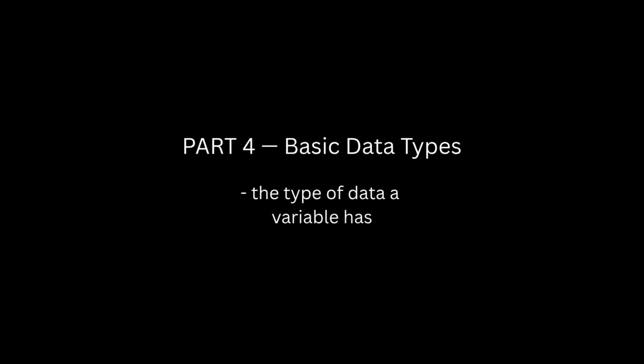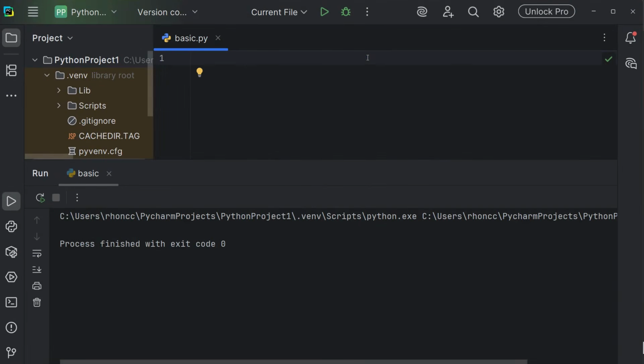Now that we understand variables, let's look at the different types of data that we can store in them. Let's start with a string. A string is used for text, so let's create a variable called country and store some text in it. Because Philippines is text, we put it inside quotation marks. This is a string, or str. Next, let's create an age variable and store a whole number. This is an integer, or int. Integers are whole numbers without decimal points.